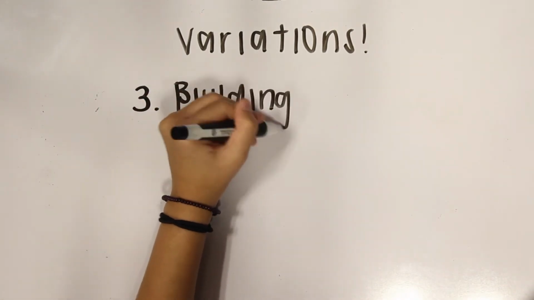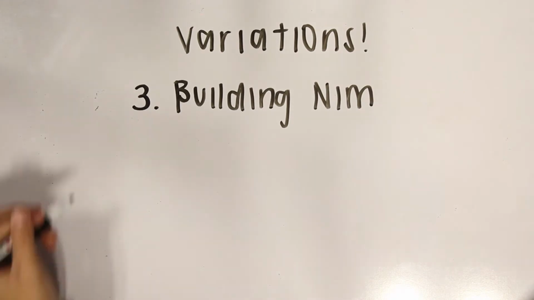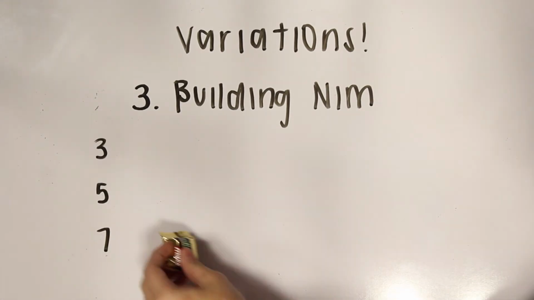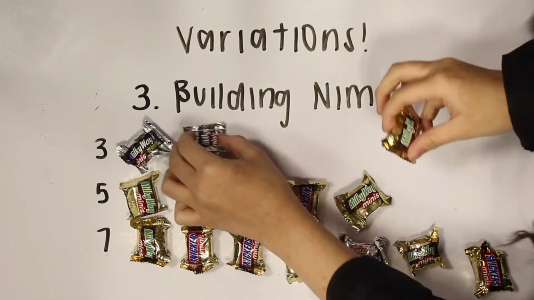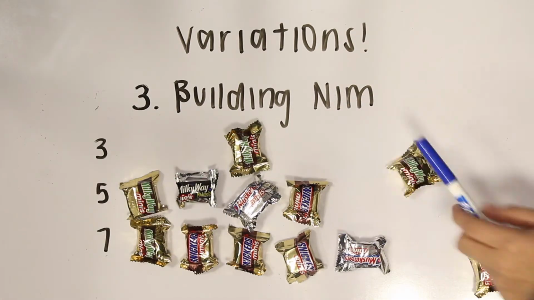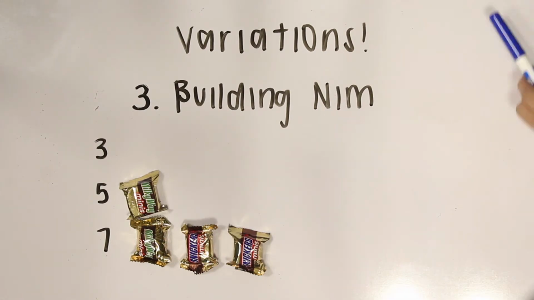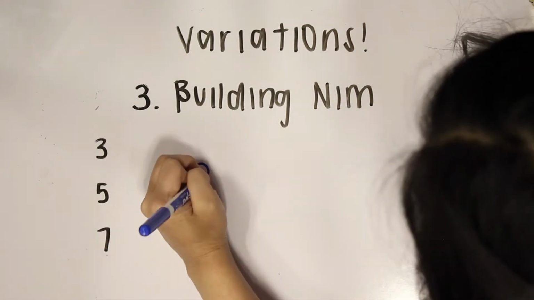Building NIM is where the players construct the game given a certain number of pieces and empty piles. The players alternate placing one or more items into a pile of their choice. Once all of them are placed, a standard game of NIM begins, starting with the next player that would move.